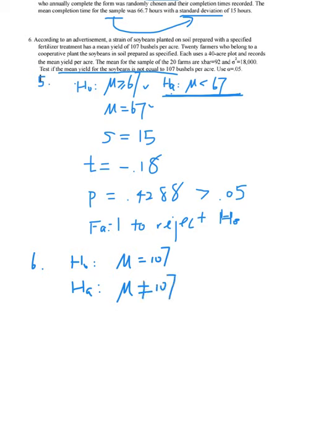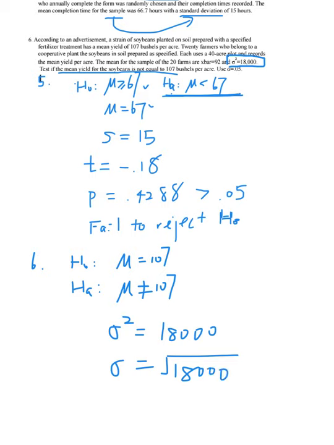Right? And in this question, we have this symbol. Sigma square is equal to 18,000. So sigma is equal to the square root of 18,000. Sigma is a notation for the population standard deviation. So for this question, we will use a z-test. We need to report our z-stat and our p-value.